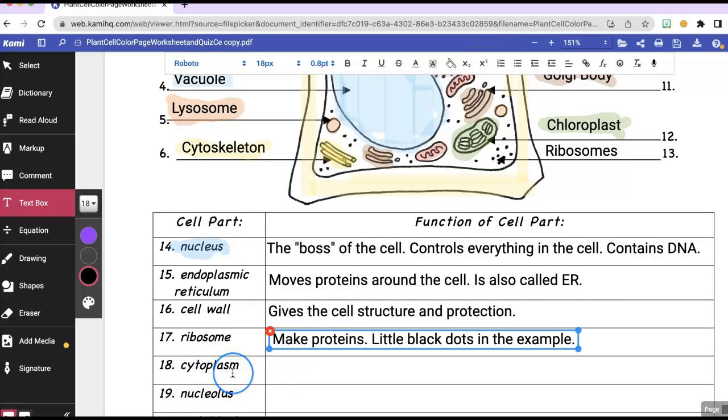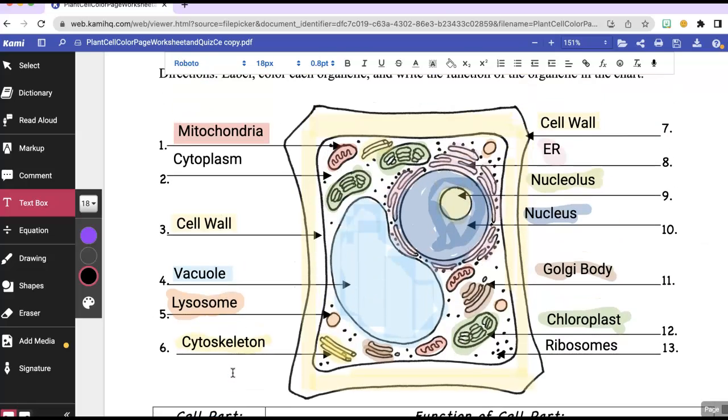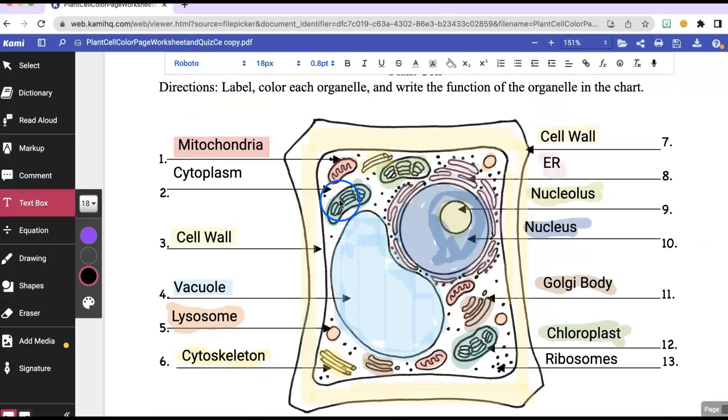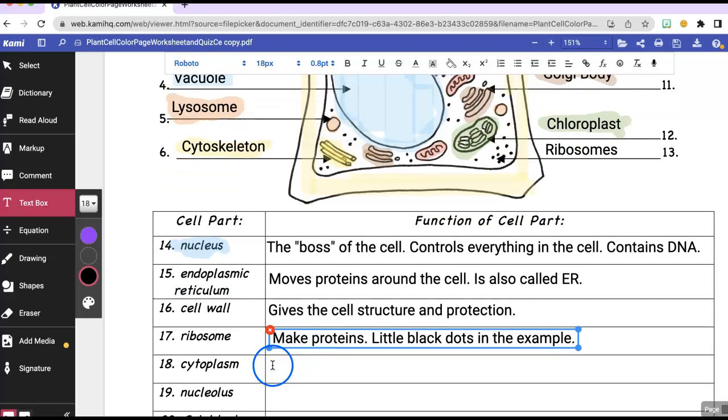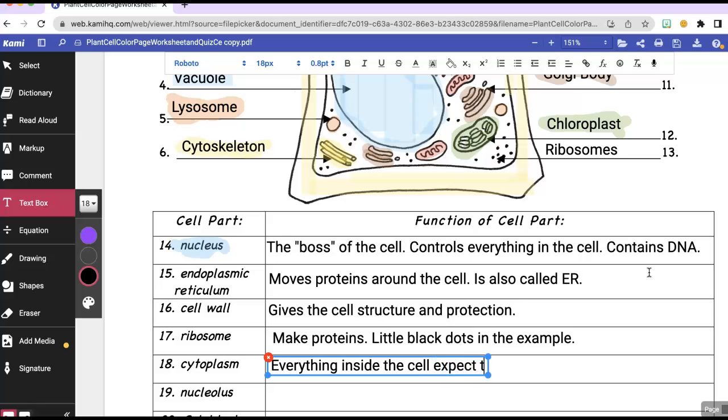Next, we have number 18, which is the cytoplasm. Remember, the cytoplasm is basically everything but one of these pieces, like the mitochondria, the chloroplast, or the nucleus. It's what everything kind of sits around and floats in. Scientists call this a jelly-like material where the organelles, or the cell parts, kind of float around in. So let's write our function. Everything inside the cell except the nucleus.